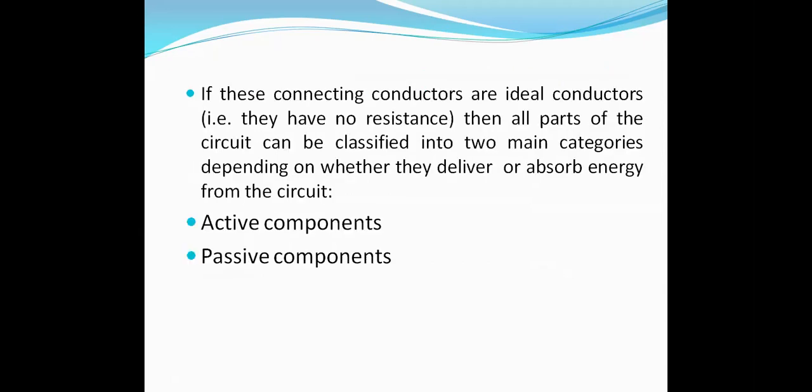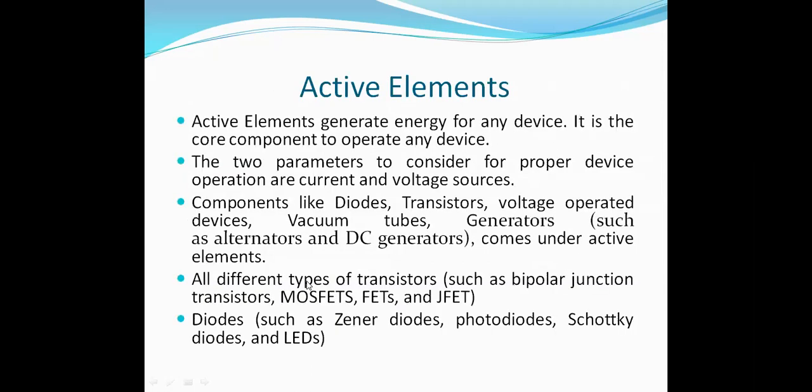All the components contained within the circuit can be classified into two main categories depending on whether they can deliver or absorb energy from the circuit. Whatever components are connected in the circuit depend on whether they can deliver or absorb the energy from the circuit. That can be classified into two, that is, active and passive components. First we will see the active elements.